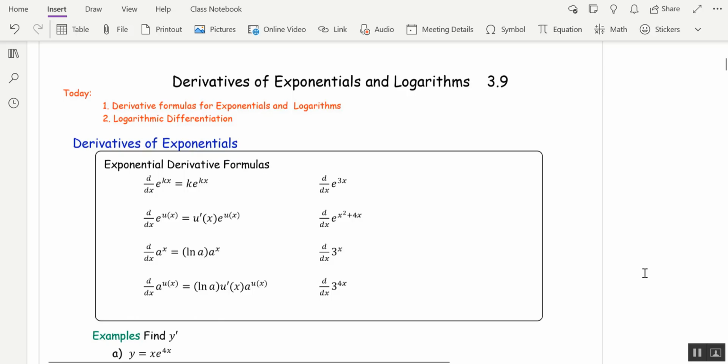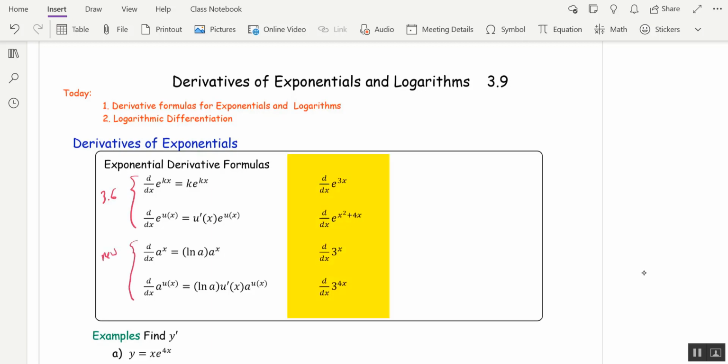Welcome to 3.9. Today's going to be a super useful section. In the box here, you see four formulas. Two of them you've seen before. These came from section 3.6, and these are generalizations of those two. These are new. So let's just look at some simple examples.